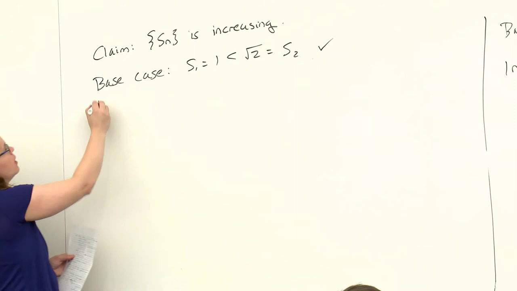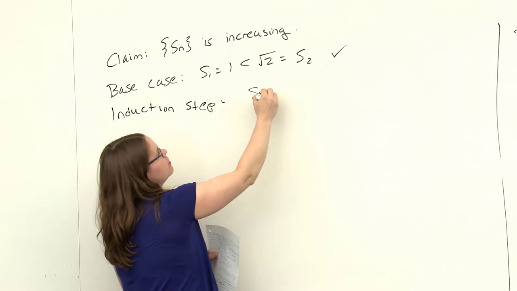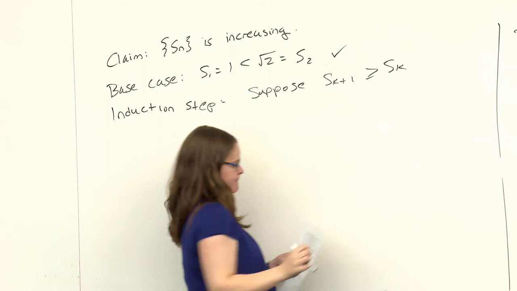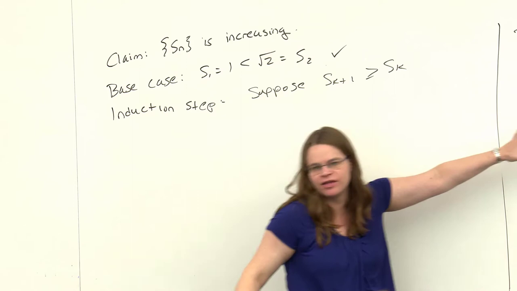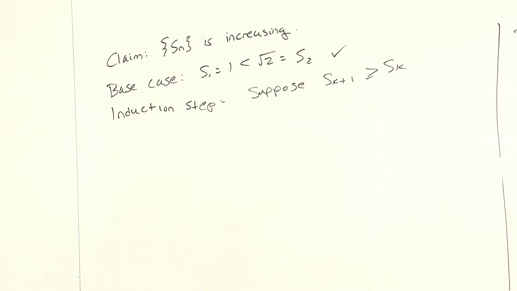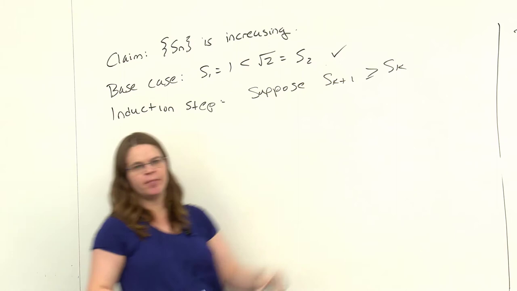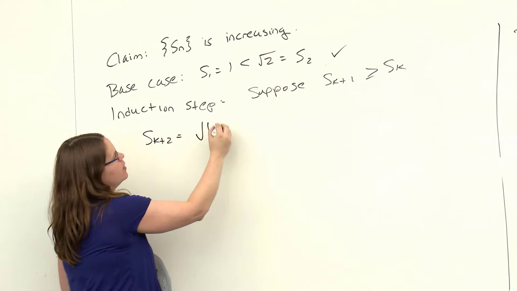Okay, my induction step. I'm going to suppose that S_{k+1} is bigger than or equal to S_k. And now I'm going to have another line that looks basically exactly like these lines here. So we suppose it holds for n equals k. Now we need to show it works when we shift the indices up by 1. So we look at S_{k+2}. This is root of 1 plus S_{k+1}.